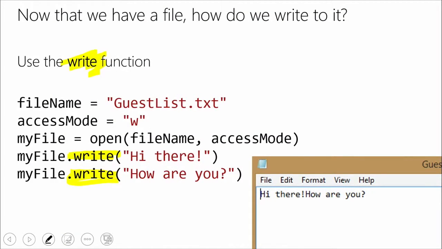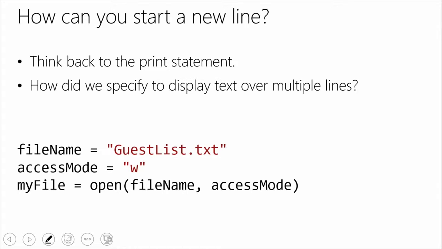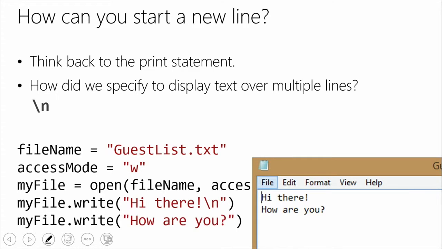So we've got a little screenshot here. You'll notice, hi there, how are you? All on the same line. If we want a brand new line, think back to that print statement. What we're going to need is that \n. And so now, if I do a \n there, and I bring this back up, you're going to notice that it's on a brand new line.